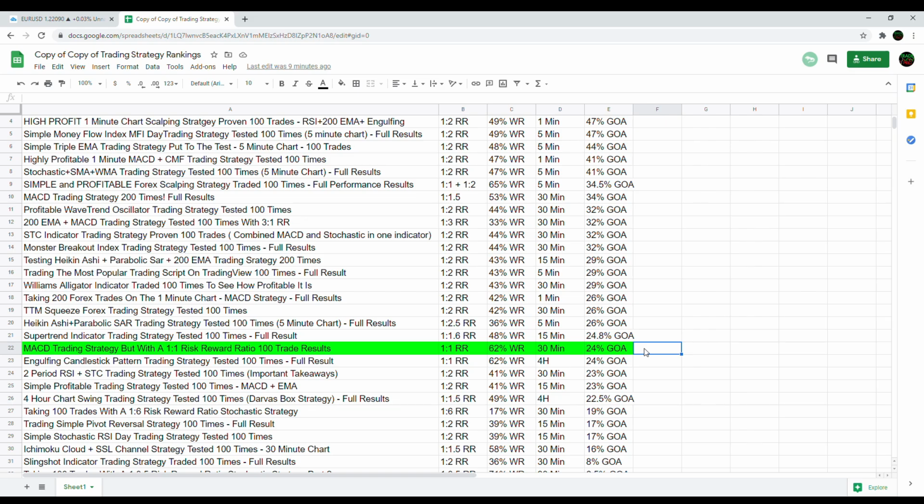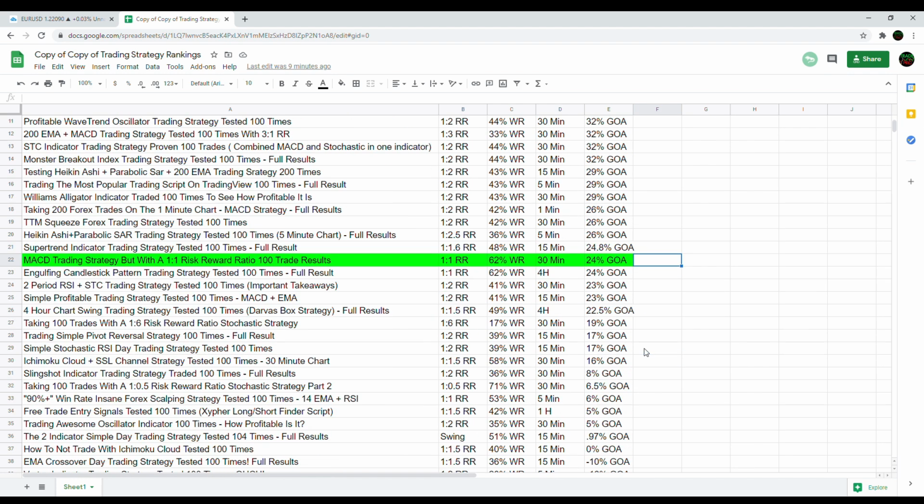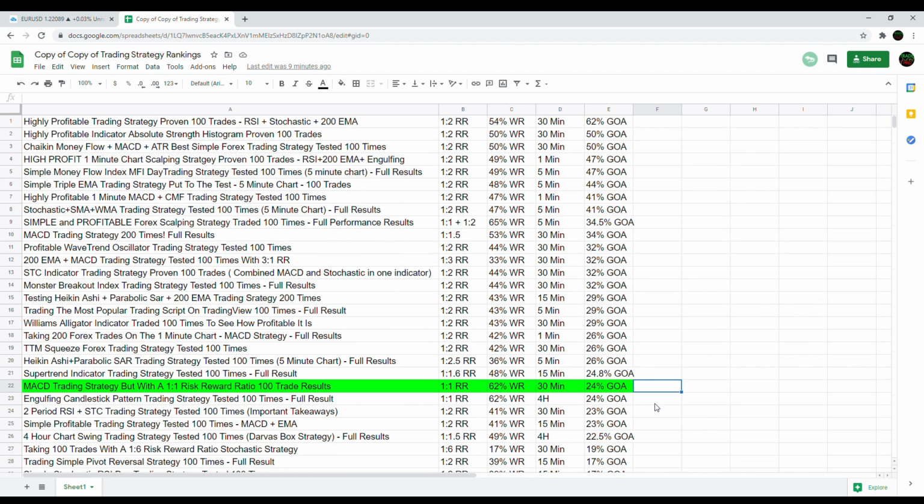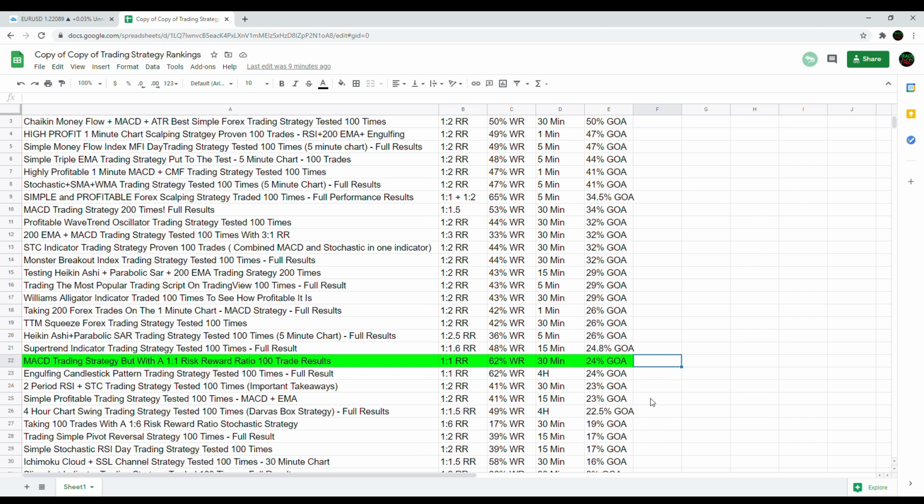All right, so here it is on the spreadsheet, falling at spot number 22 out of 39 tests on the channel so far. Pretty good. Falling in that mid-tier category between 20 and 30%, I mark it as mid-tier. If it's above 30% gain on the account, then I mark it as good, and anything below 20% is categorized as bad. Those categories don't really mean much, but it's just a way that I categorize things here. So anyway, I wouldn't really be looking to trade this using a 1-to-1 risk reward ratio.